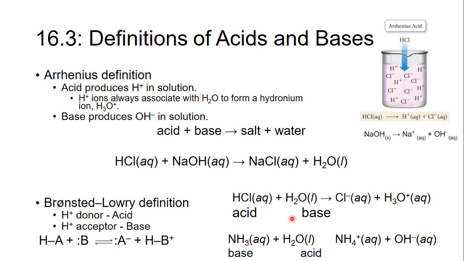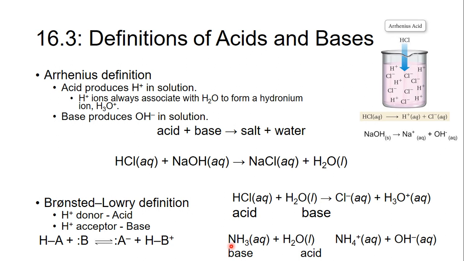So HCl plus water. We said in the Arrhenius definition that the hydrogen will actually go and make H3O+. Well, in the Bronsted-Lowry definition, the same reaction is happening. We're making H3O+, but we have something accepting that hydrogen. That would be H2O. So here in the Bronsted-Lowry definition, HCl is our acid. H2O is actually our base.